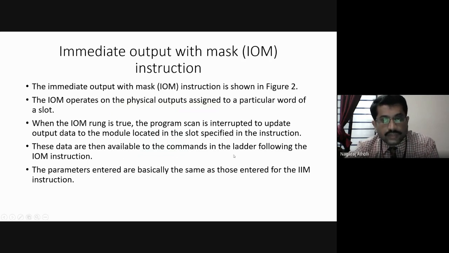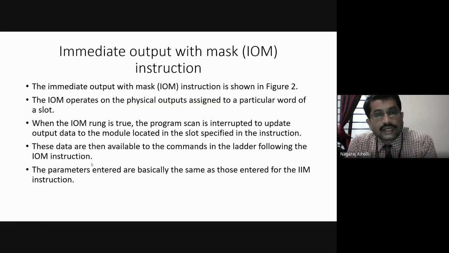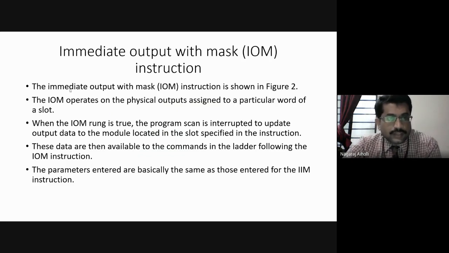These data are then available to the commands in the ladder following the IOM instruction. Whatever we have updated is available to the other instructions in the ladder rung program. The parameters entered are basically the same as those entered for the IIM instruction. Whatever parameters we entered for the immediate input with mask instruction, we enter the same for the immediate output with mask instruction also. I told you the difference between IIM and IOM instruction. Okay, so this was all about immediate input with mask and immediate output with mask instruction.